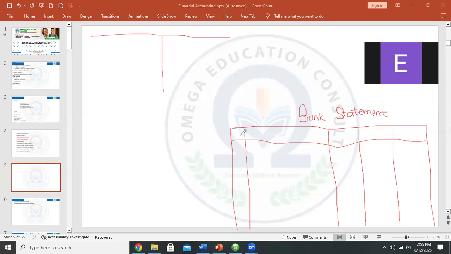Okay, so this is your bank statement. Now you see it has 1, 2, 3, 4, 5 columns. The first column is the date, right? The date on which the transaction occurs. The second is the particulars, as we all know, or the details. The third is the debit column. The debit, we can use DR to represent it. And the fourth is the credit column, and the last column is the balance.